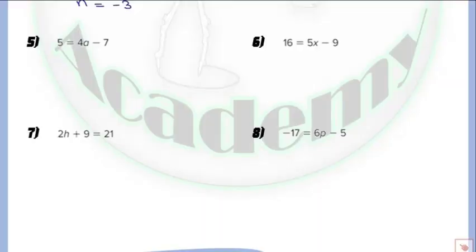In question number 5, we have 5 equals 4a minus 7. Rearrange the question. We need to find the variable to be at the left. So we have here 4a minus 7 equals 5. Now once we find subtraction, we'll use addition. So just add 7. Then 4a equals 5 plus 7 equals 12.